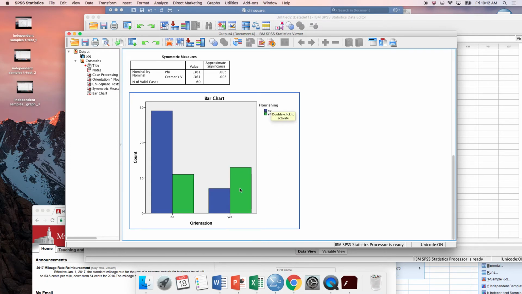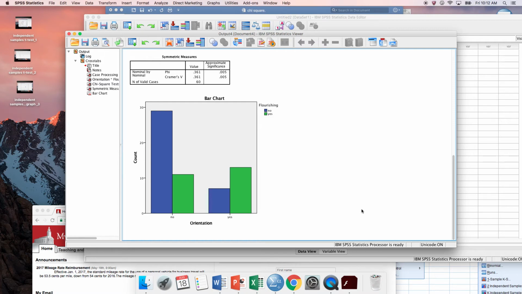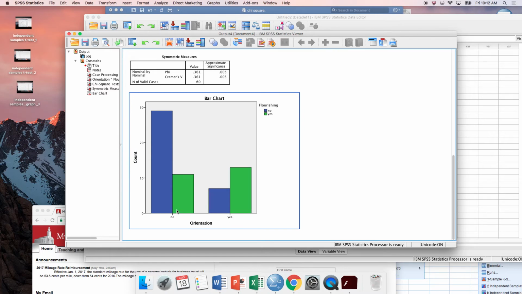Down below we see our bar chart, and this gives us another way to orient ourselves to the results. So here we have people who did attend orientation and people who didn't. And notice that in the orientation group, the yes, I'm flourishing is higher than the no, I'm not. And in the didn't attend orientation group, the I'm not flourishing is higher than the I am flourishing group. Again, remember this is all fictional data, so this actually doesn't represent any truth to current Denison students and whether or not they attended orientation.